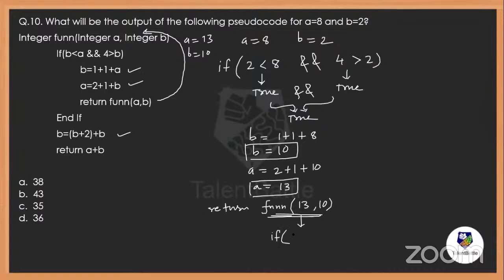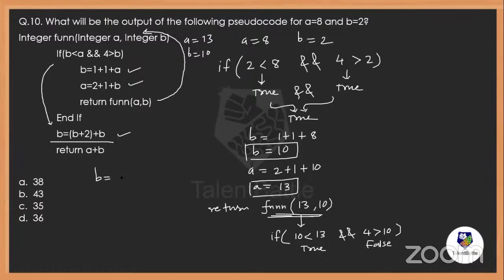B value is what now? 10, which is less than A value is 13. And now here itself 10 less than 13 is true. Second is 4 greater than B value, that is 10, and 4 greater than 10 is false, means the if condition is false. Control will go outside if, and we have to calculate this expression now.